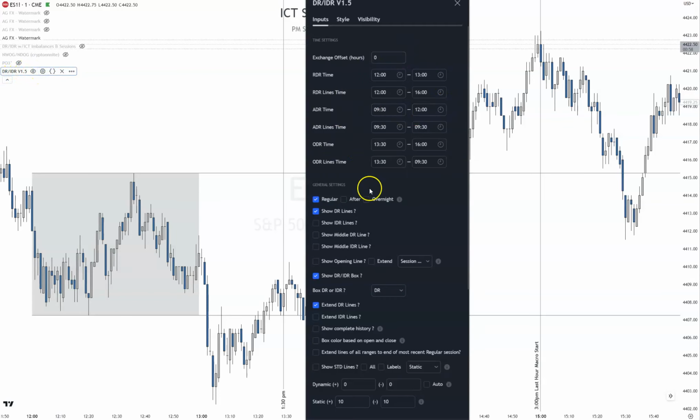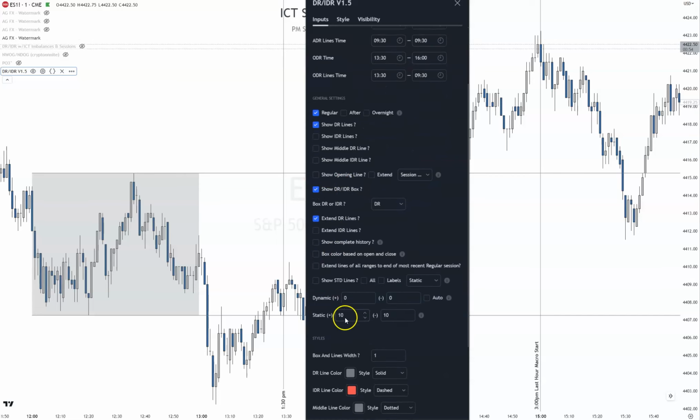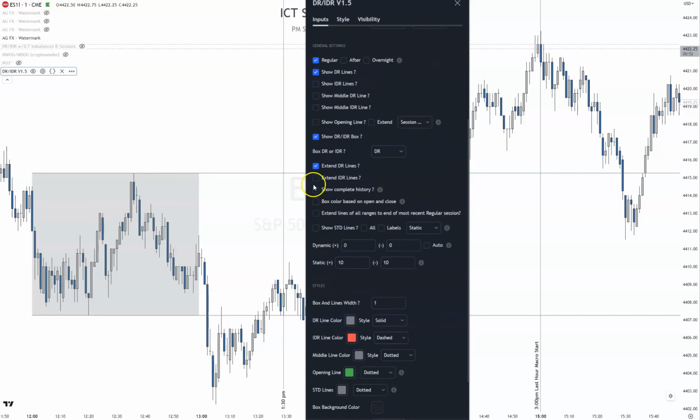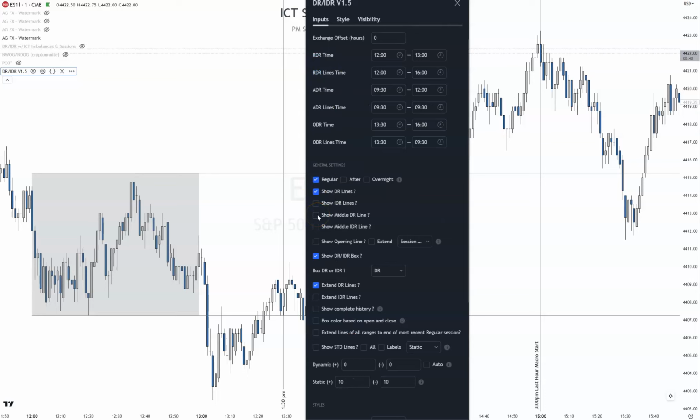Click on the settings. This is what you're going to see. You're going to have a lot of different times and a lot of different things checked off in blue. Unclick them. And make sure that you have regular clicked on, show DR lines clicked on, show DR IDR box. That's this box right here. Otherwise you don't know where it stops. So I have them show the box.